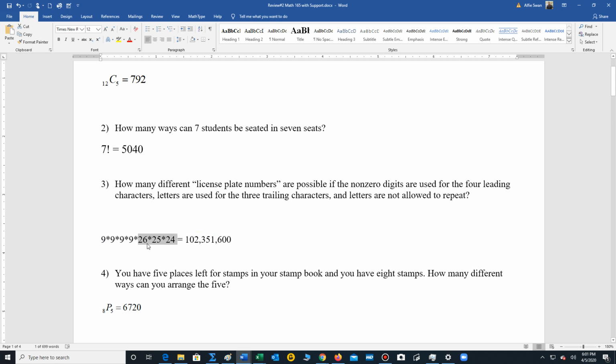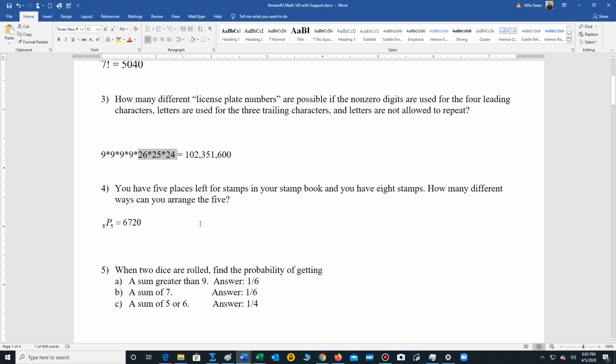And then we have 3 letters. There's 26 letters, but repetitions are not allowed, so you have 26 choices for the first spot, 25 for the second, and 24 for the third. You multiply these out to get 102,351,600.